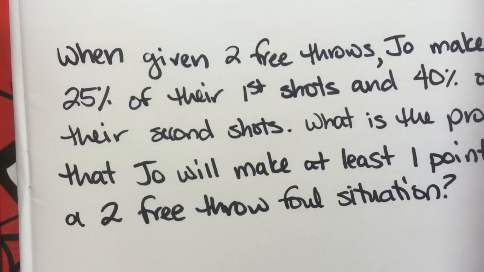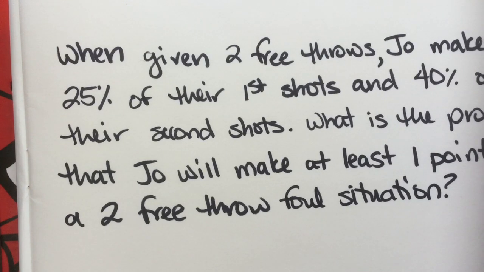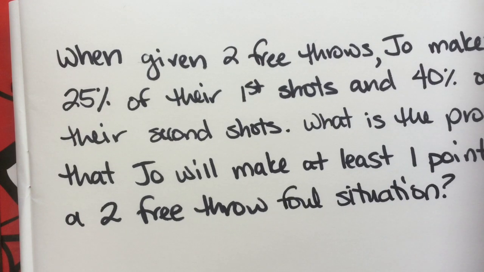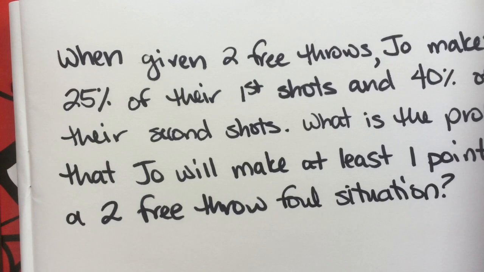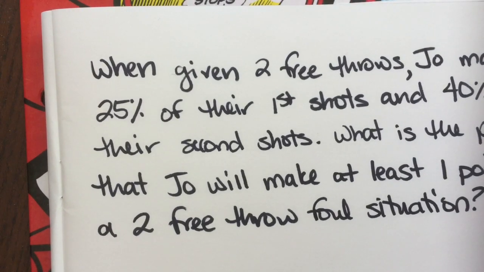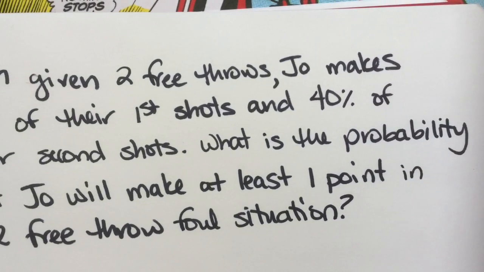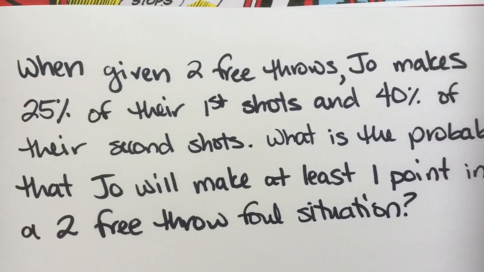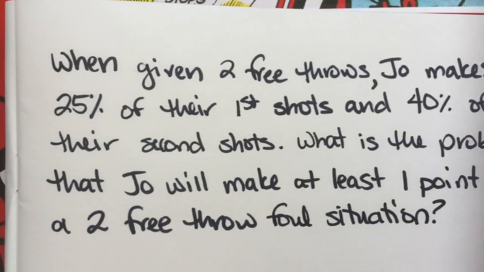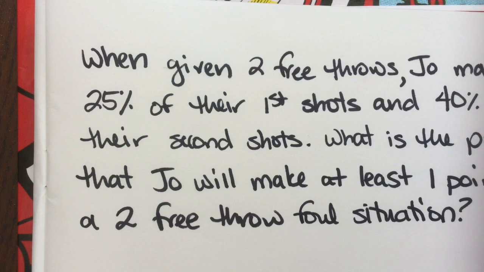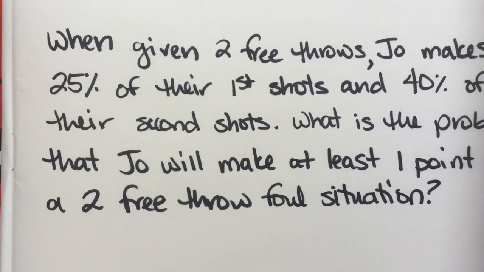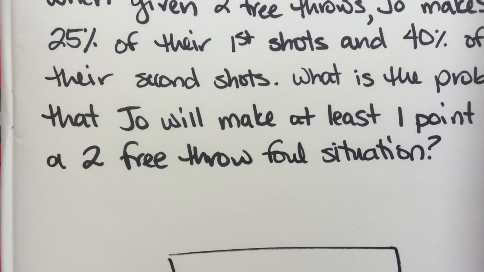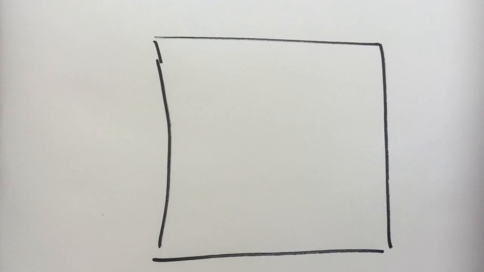For our second example, we're going to start with a situation that happens in a basketball game, which is that when you are fouled, you get to shoot from the free throw line. So in this scenario, when given 2 free throws, Joe makes 25% of their first shot, and they make 40% of their second shot. So, what is the probability that Joe will make at least 1 point in a 2 free throw foul situation? So we start with our area model again.